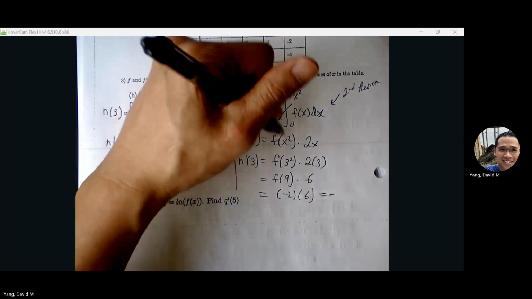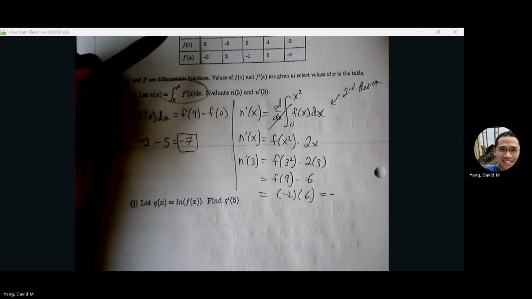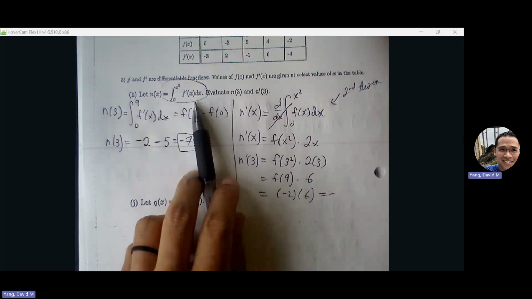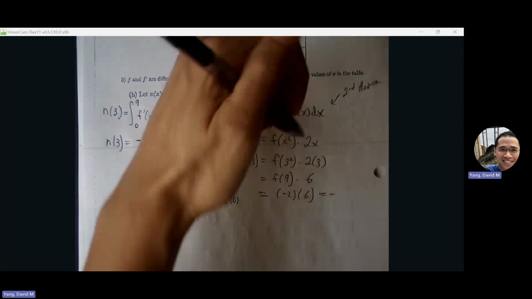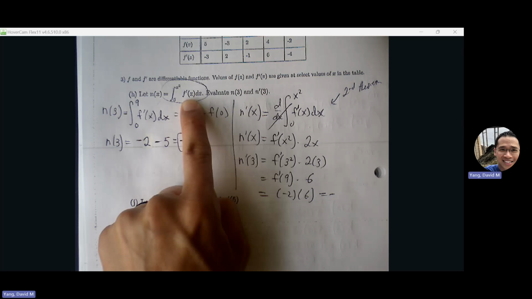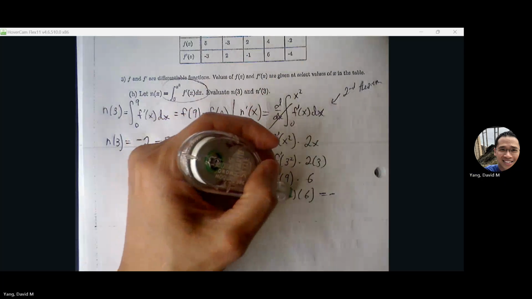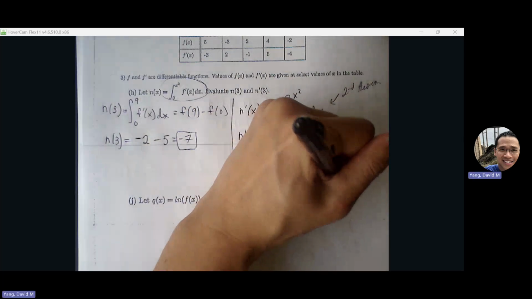Oh, f of x squared. I'm sorry. This started off with f prime. I forgot to include that. That was f prime to begin with, so f prime needs to stay because it was part of the original definition. I just forgot to include that. -4 times 6 is -24.